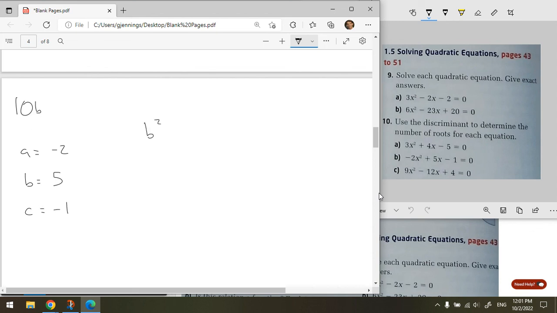So b squared minus 4ac is my discriminant. Let's sub in. 5 squared minus 4 times minus 2 times minus 1. Well, this one has 2 as well. Because here we go, 5 squared is equal to 25. Minus 4 times minus 2 times minus 1. There's 3 negative signs there, so we know that the answer will be negative. 4 times 2 is 8. 8 times 1 is 8, so it's 25 minus 8. Last time I checked, 17 is also greater than 0, so we have two roots.